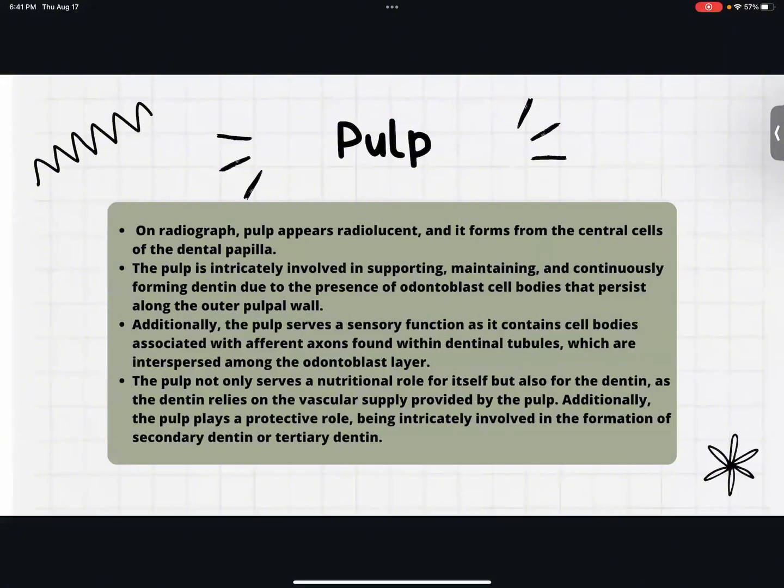Pulp is radiolucent on radiographs, and it forms from the central cells of the dental papilla. It serves nutritional roles for itself and also for the dentin. It plays a protective role as well.